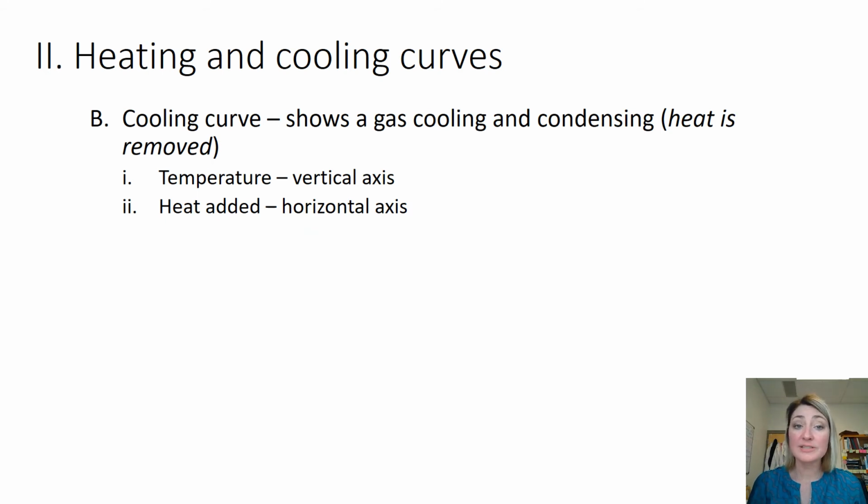In a cooling curve, we're essentially doing the same thing, except this time, instead of adding energy, we are losing energy. We're showing a substance that's cooling and condensing, the heat is being removed. Again, temperature on the vertical axis, heat on the horizontal. Sometimes we'll put time on there because that shows a good progression over time of what happens to temperature, and we can assume or extrapolate that heat is being added or decreased.